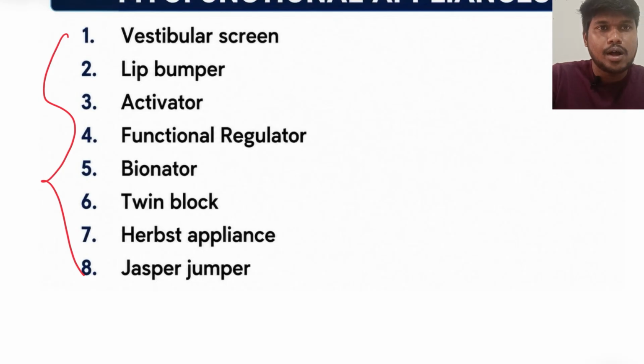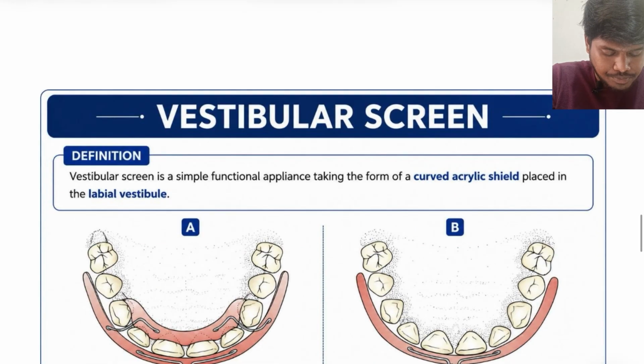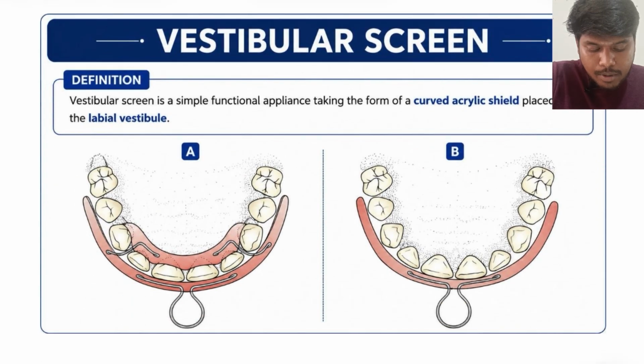Okay, now today we will discuss the vestibular screen. Vestibular screen is a simple functional appliance taking the form of a curved acrylic shield placed in the labial vestibule. So by name you have understood, this is a vestibular screen. This is placed inside the vestibule so that the abnormal muscular force does not affect the tooth discrepancies or the abnormalities of the tooth. Okay, as you can see in picture A and picture B, this is the labial and lingual structure, and this is only the labial structure.